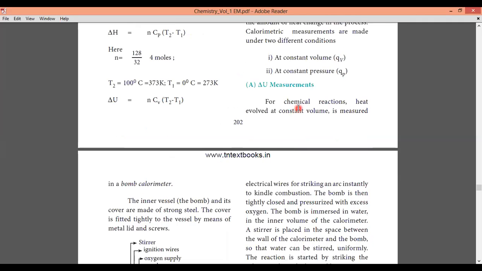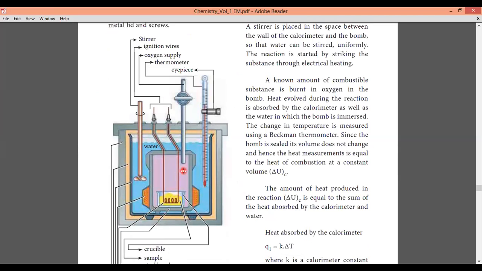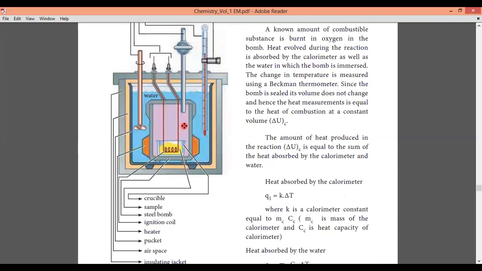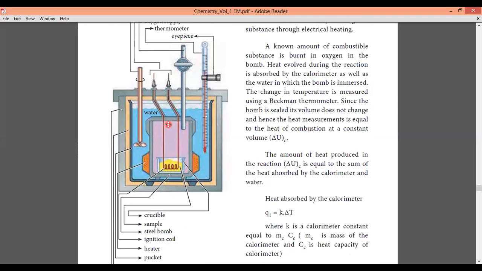See here, in delta U measurement, delta U is the internal energy. The energy will be measured by placing a weighed amount of a substance. First, we have to keep the substance inside the crucible. A weighed amount of the substance is taken in a platinum cup that is connected to the electrical wires. We have to take the sample inside over there.